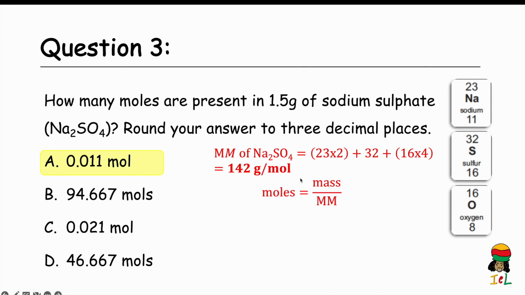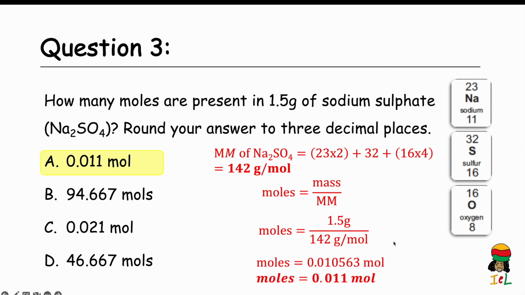Then we can use our mole equation, dividing the mass of 1.5 grams by the molar mass of 142 grams per mole for sodium sulfate. The answer becomes quite a lengthy decimal figure, and so we round it to 3 decimal places by counting 1, 2, 3 after the decimal point. We have our imaginary line. The digit that comes after the imaginary line is 5 or greater, so we add 1 to the digit in front, which is 0. So 0 plus 1 gives us 1. As a result, our final answer to 3 decimal places would be 0.011 mole.